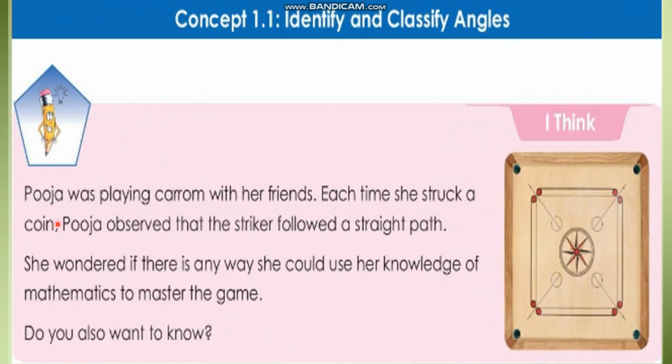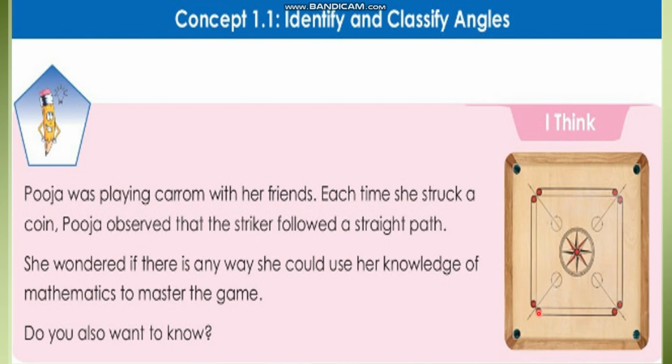Children, look at this one. Pooja was playing carom with her friends. Each time she struck a coin, Pooja observed that the striker followed a straight path. She wondered if there is any way she could use her knowledge of mathematics to master the game. Children, what do you think? Will any mathematics knowledge help you to play the carom board?